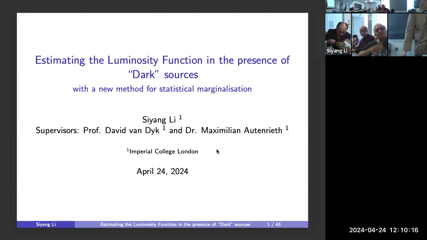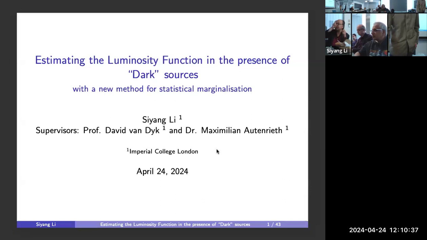Okay, so this is an astrostatistics project for estimating the luminosity functions with the presence of dark sources for a population of X-ray sources. And I will also introduce a new statistical method that I've been developing for this project.